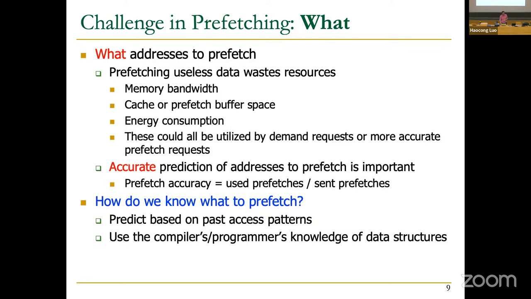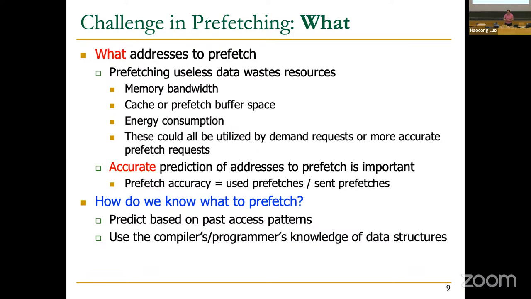Okay, so basically, we're going to talk about coverage and some metrics in a little bit, because there are more metrics as well. So how do we know what to prefetch is a key question, basically. Usually, what you do is you predict based on past access patterns, but not always, as we will see. Execution-based, thread-based prefetchers actually execute a piece of the program just to prefetch data. So that's not based on past access patterns, but let's talk about past access patterns in a little bit. Or you use compilers and programmers' knowledge of data structures. You provide some hints, or the compiler tries to insert prefetch requests into the program because it knows the access pattern of the program. So both of these are possible.